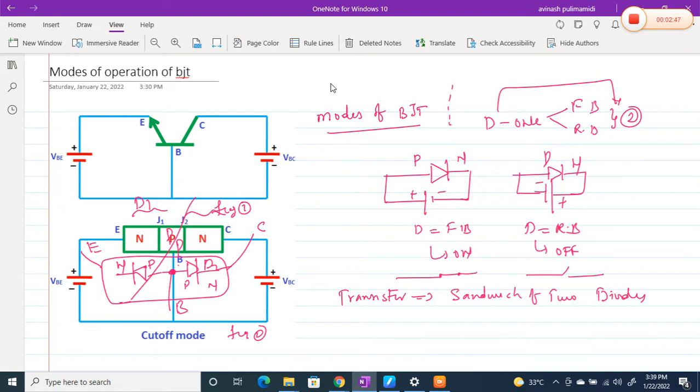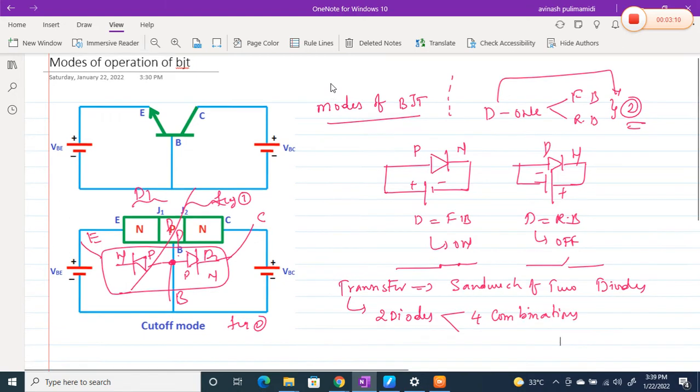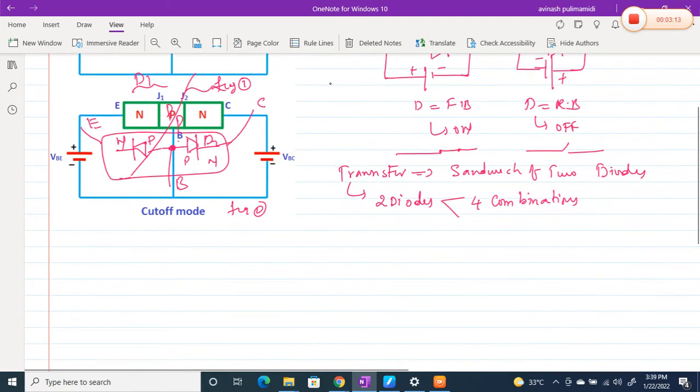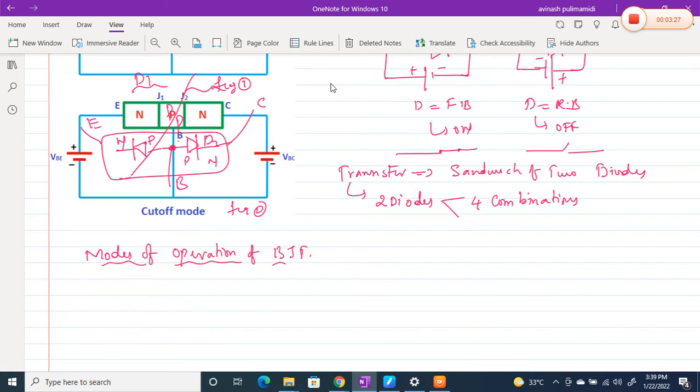Based on that, we have two diodes. A transistor is a combination of two diodes. Two diodes means how many biasing techniques can we apply here? One diode, two combinations. Two diodes, how many combinations can we apply here? Four combinations. Hope you understand this point. Now we will discuss all those four modes here. Let us write here: modes of operation of a BJT.